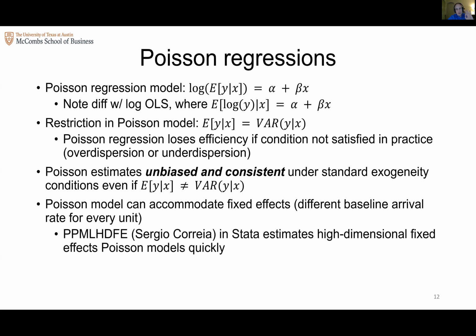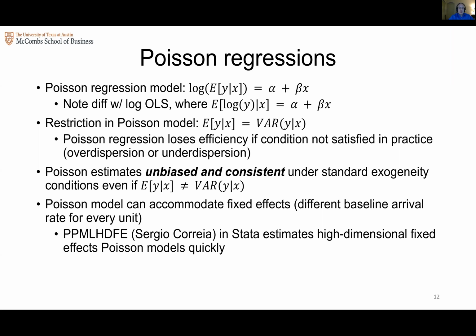But one thing that I really want to emphasize here is that as long as the standard exogeneity conditions hold, as long as the errors are not correlated with the x's, then even if the conditional mean and conditional variance equivalence condition doesn't hold, Poisson estimates are still unbiased and inconsistent. Okay, and this is one of the things where you don't have to take my word for it. Look in Wooldridge, and he actually talks about this: the fact that you get unbiased and inconsistent estimates from the Poisson regression, even if the equality of the conditional mean and variance condition doesn't hold.